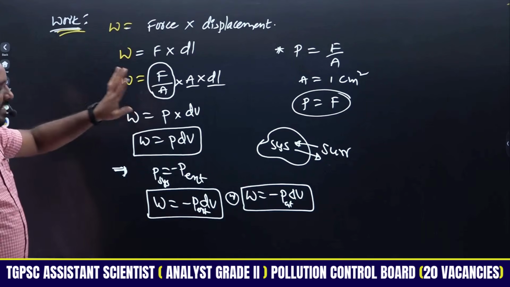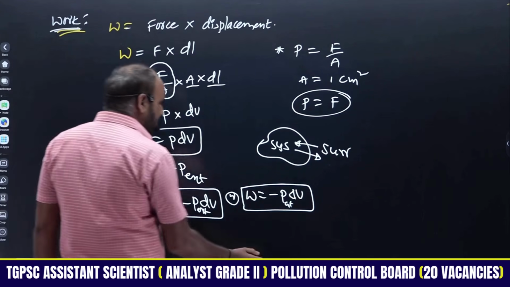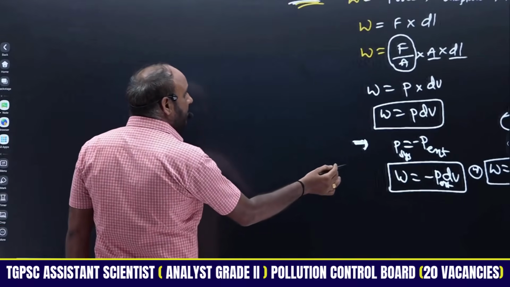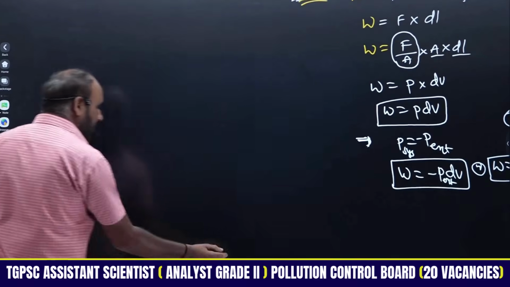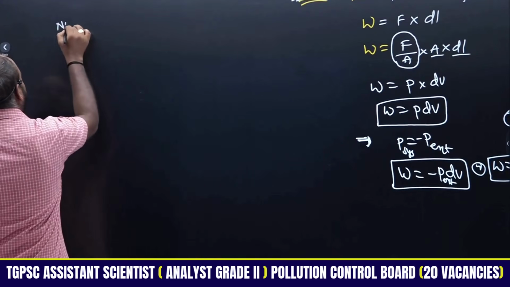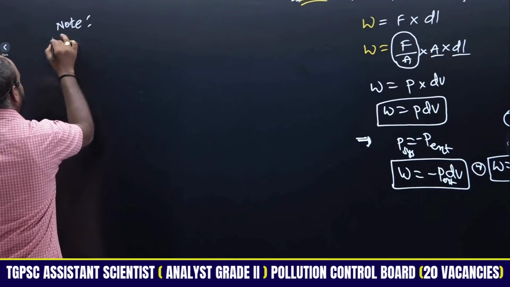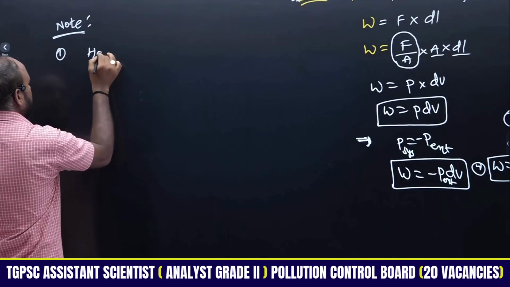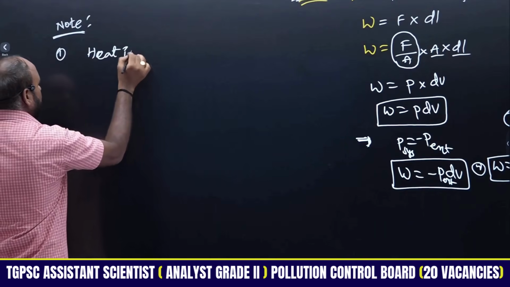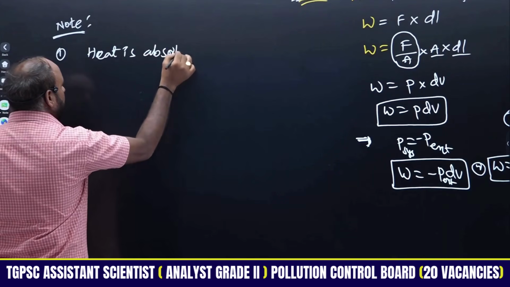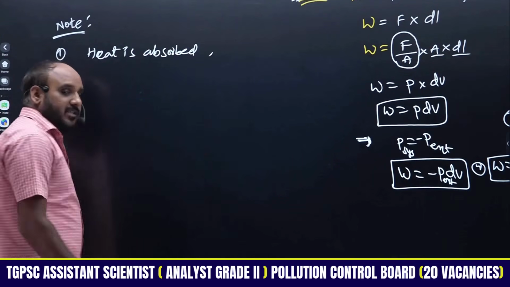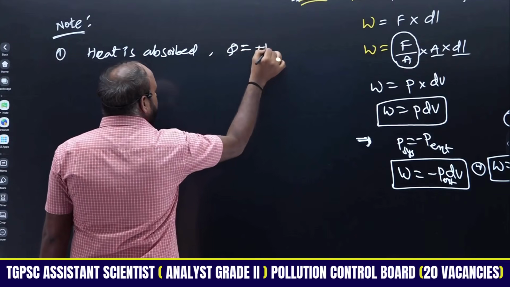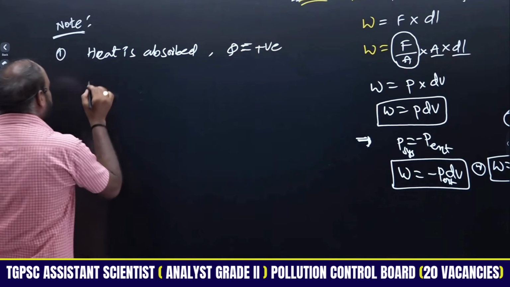So in all our heat and work, what information are we going to get? What do we understand from that information? Simple thing, that we may write in the note. First one, heat is absorbed. If the system absorbs heat, what is the symbol? Q is equal to positive, right?